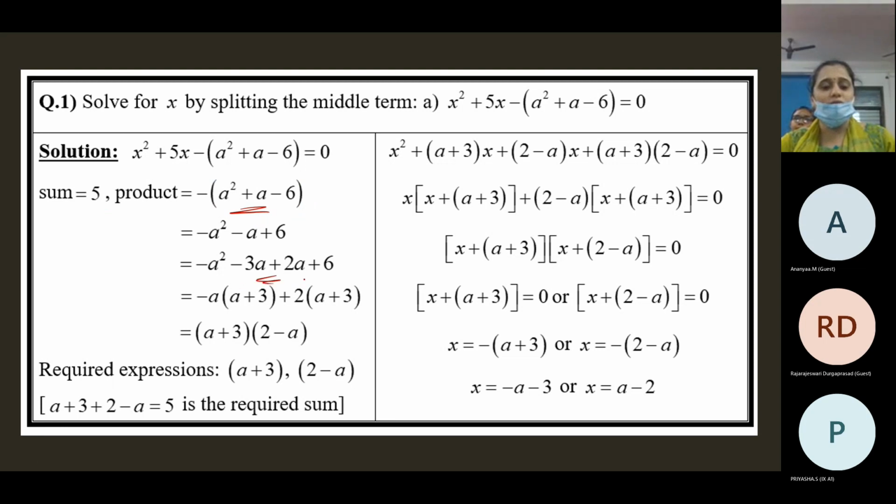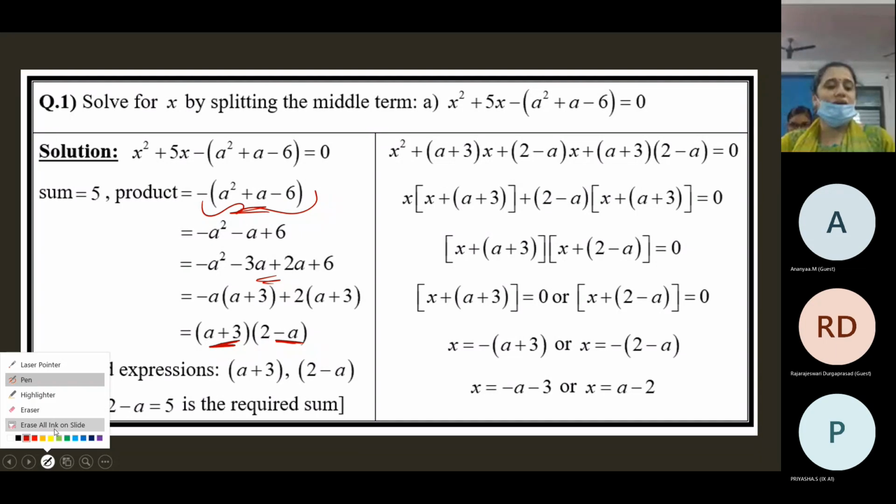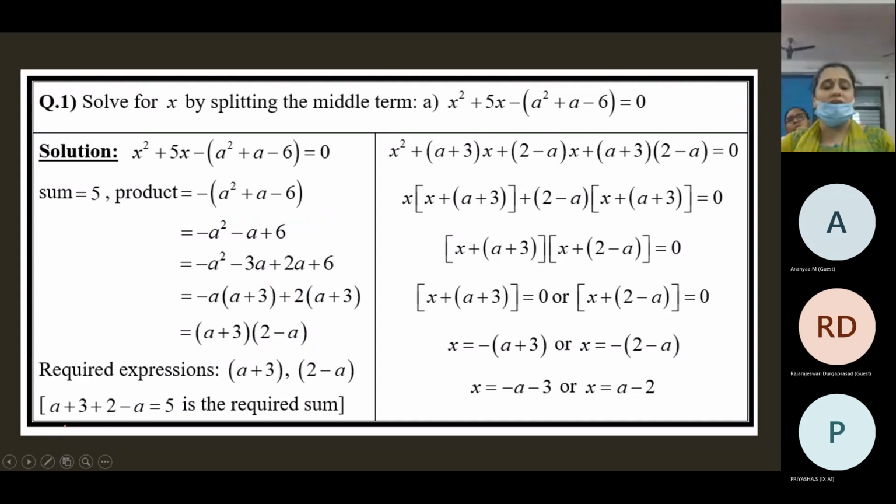The two factors of this expression are a plus 3 and 2 minus a. So these are the required expressions, but you have to fix the sign accordingly. So these are the two expressions that will satisfy the sum and the product. But of course, you'll have to fix a combination of plus and minus signs so that you get the sum and the product. This one will give you the product. You don't have to worry about the product. You'll have to check the sum here. You'll have to get the sum as 5.